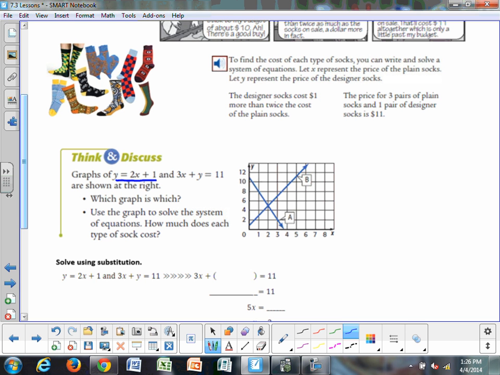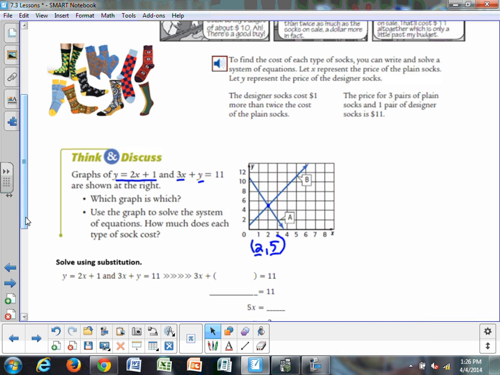This means the designer socks cost twice as much as a plain sock plus 1 more, and the other one means you get 3 pairs of plain socks plus 1 pair of designer socks for $11. And if you graph those two equations, here's the graph you get. Now to solve that system using the graph, all we'd have to do is estimate this point of intersection, and that point of intersection looks like 2, 5. So basically what we're saying here is that the cost of the regular socks, the plain socks, is $2 and the designer socks are $5.